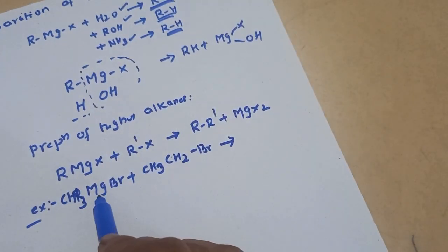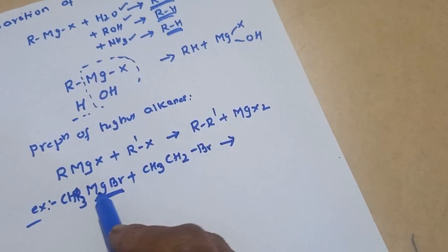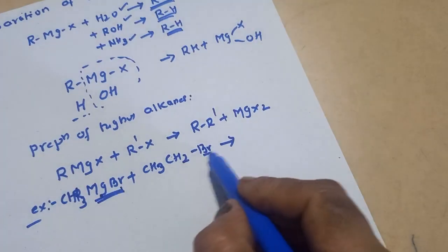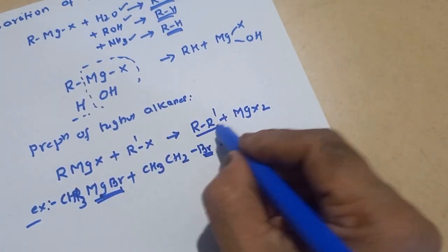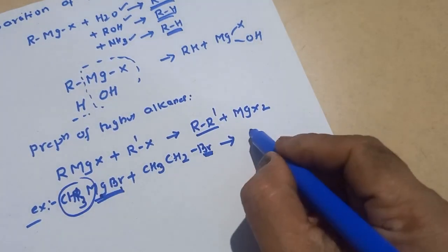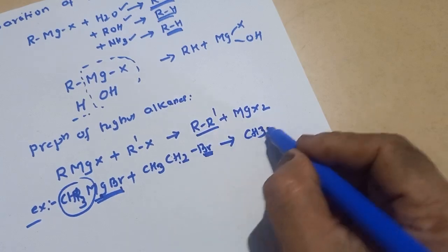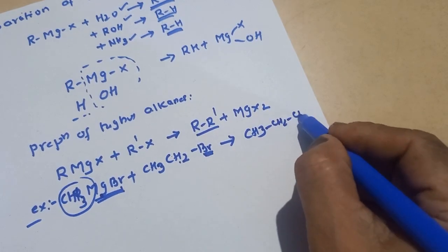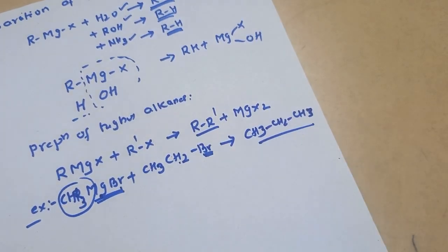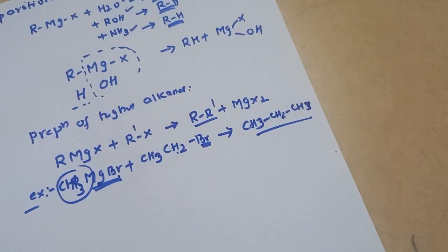Nothing. You just remove the magnesium bromine and here bromine. Simply put your alkane. Alkane means here is one alkyl group. Add this one and this one. So you get the alkane. That is propane. Right, students?